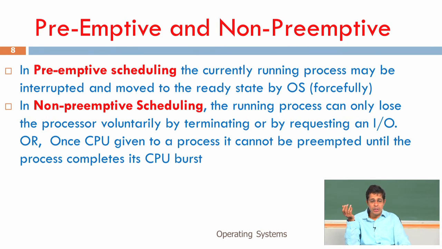In non-preemptive scheduling, the running process can only lose the CPU voluntarily, by terminating or by requesting an IO. Once the CPU is given to a process, it cannot be preempted until the process completes its CPU burst. So this is the difference between preemptive and non-preemptive scheduling.